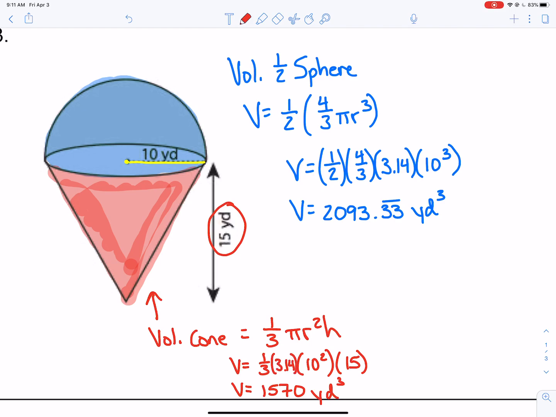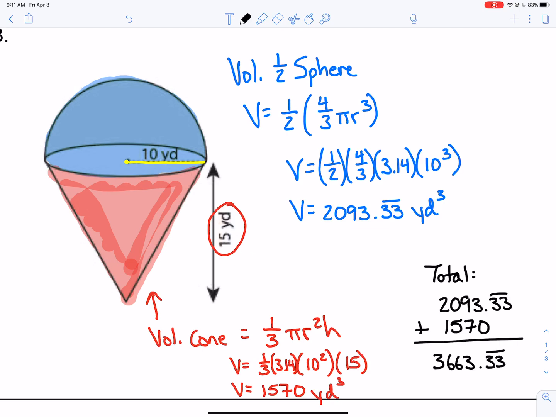But you also could use the button in your calculator. Now we just need to total those together to get the volume of our composite figure, and we'll be all done. So let's say 2,093.3 repeating plus 1,570 gives us a total of 3,663.3 repeating, or 1/3 cubic yards.